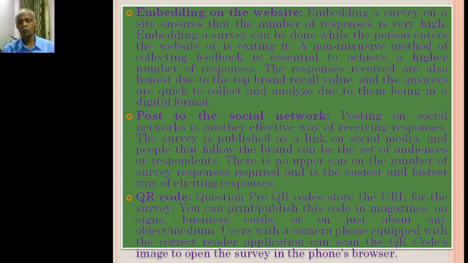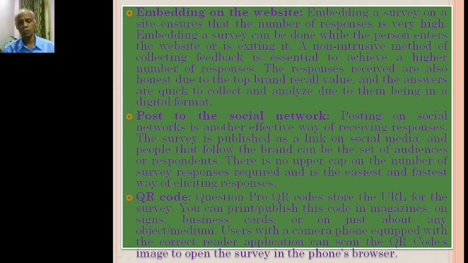Next one is post to the social network. Posting on social network is another effective way of receiving responses. The survey is published as a link on social media, and people that follow the brand can be the set of audiences or respondents. There is no upper cap on the number of survey responses required, and it is the earliest, easiest and the fastest way of eliciting the responses.